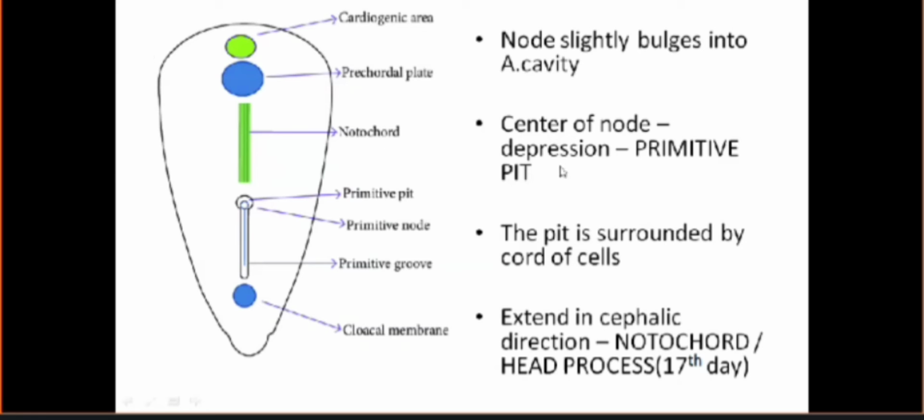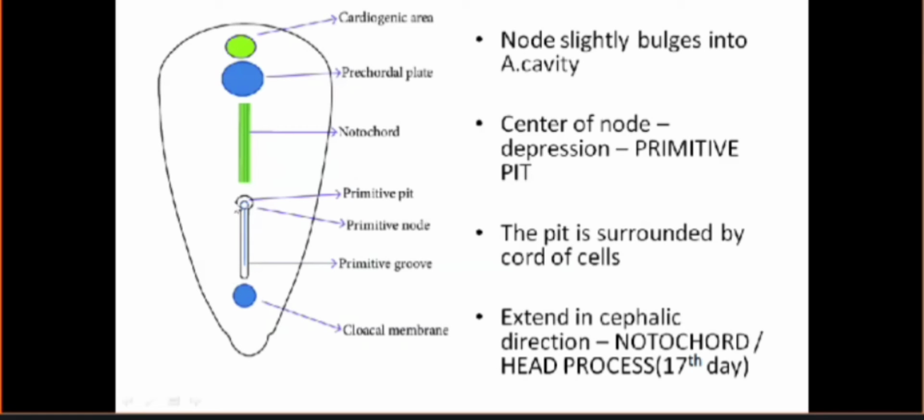Now, when you see the primitive streak, from the cephalic end to the caudal end, we see several things. At the cephalic end, we see a knob-like elevation which is called the primitive node, also called Hensen's node. This node slightly bulges into the amniotic cavity.